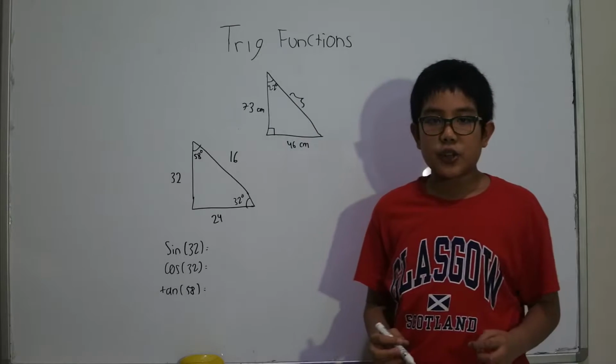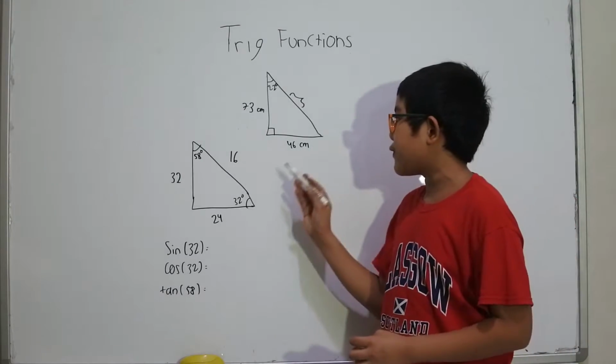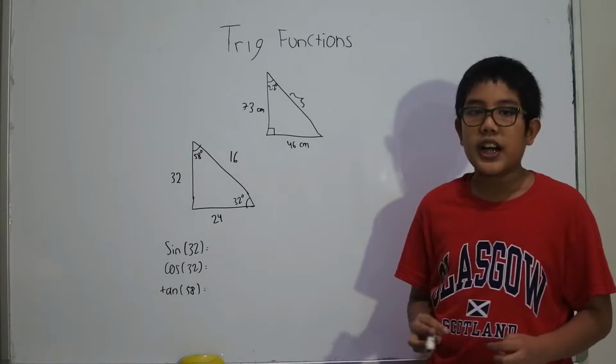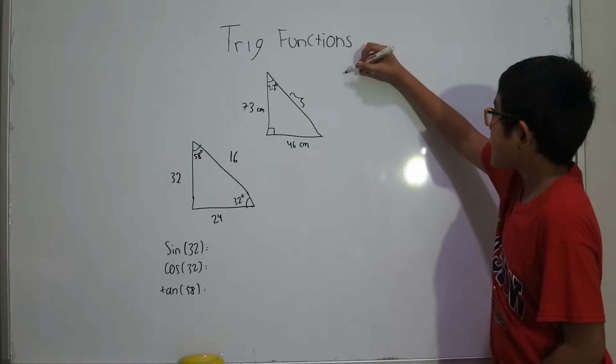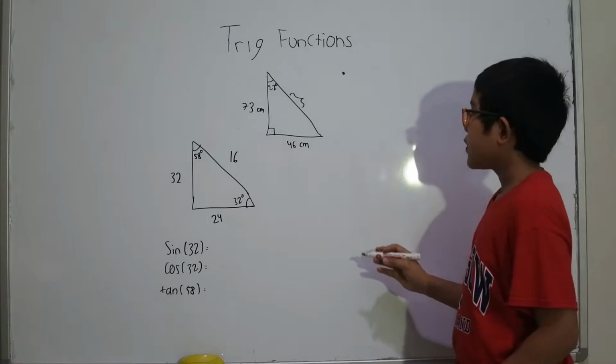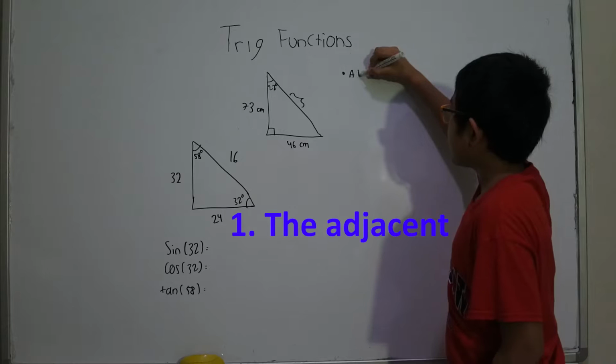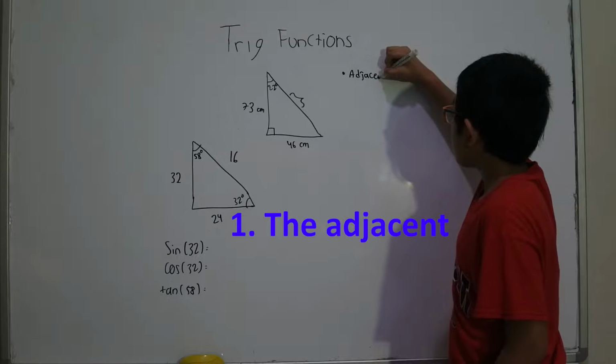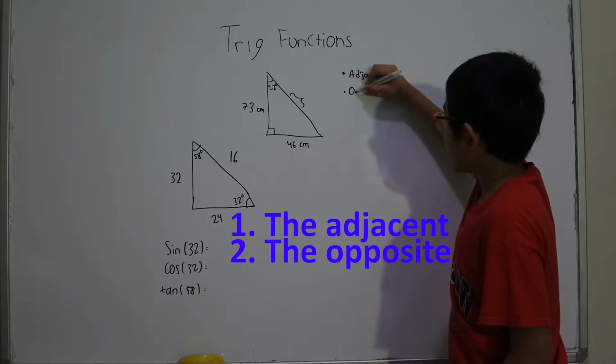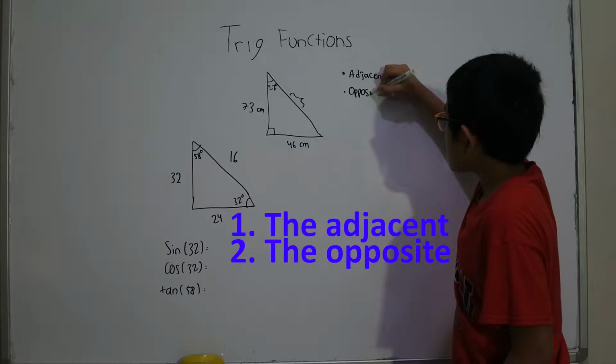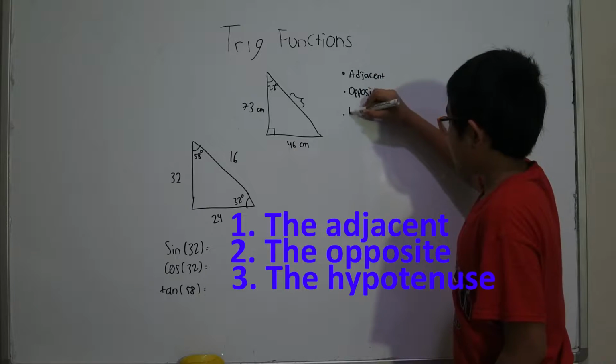So, first thing we need to do is to identify the different sides in this triangle. So, there are three types of sides in a triangle. There are the adjacent side, the opposite side, and last, the hypotenuse.